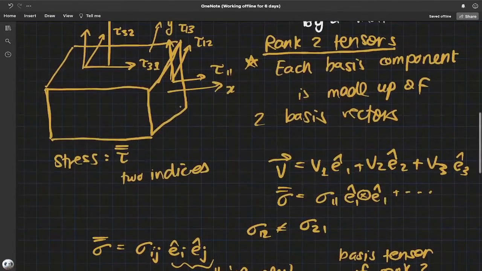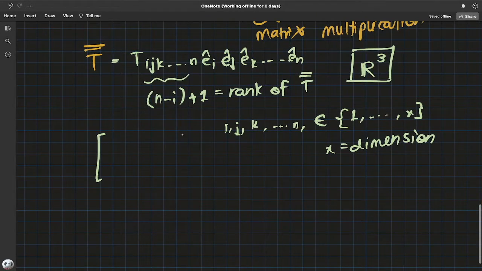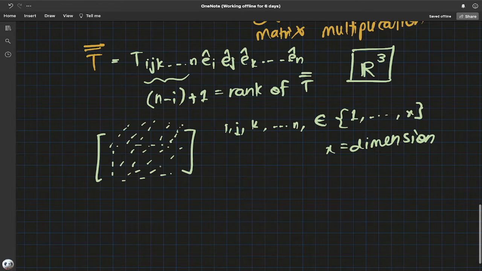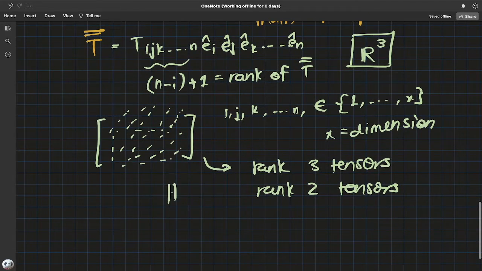Rank 3 tensors, if you suspect, will be sort of cubic matrices. So matrices that don't just have this front side but also sides behind them. It's hard to represent this way, but I hope you see the idea for each row, each column. We have a sort of cubic matrix, a 3D matrix. These are rank 3 tensors. Rank 2 tensors are what I represented by matrices on top. So just refer to whatever I had on top.